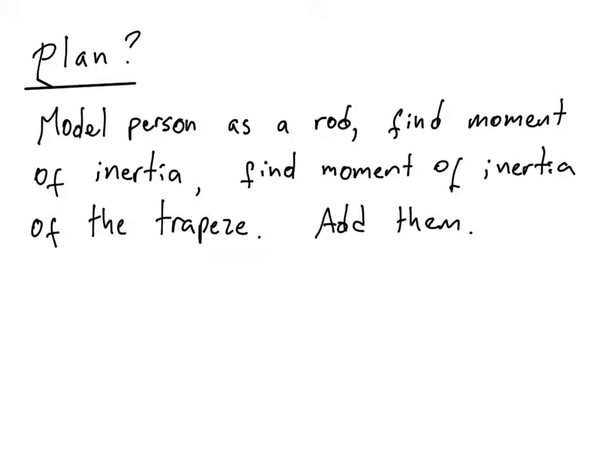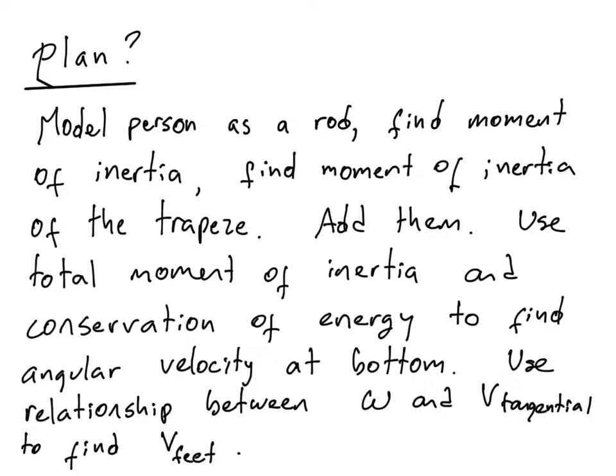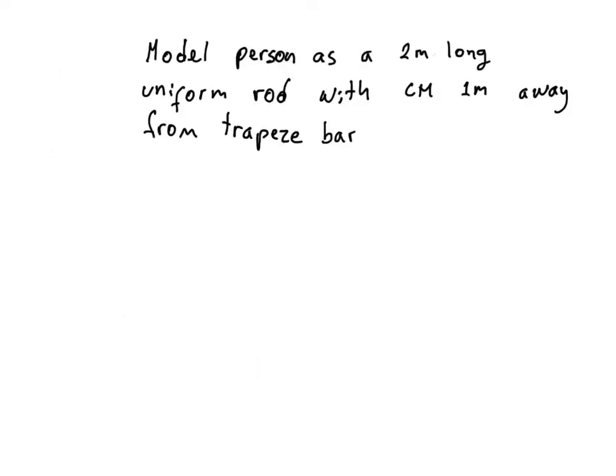So the total moment of inertia of this rigid object is important, and we're going to use that value to set up an equation of conservation of energy. The conservation of energy equation is going to allow us to find the angular velocity at the bottom of the swing. Once we have this value for the angular velocity, we can use the relationship between omega, the angular velocity of an object, and the tangential speed at some point on that object, and this equation is going to allow us to find the velocity of the feet of the person. So that's the idea. Starting now with the moment of inertia of the person.